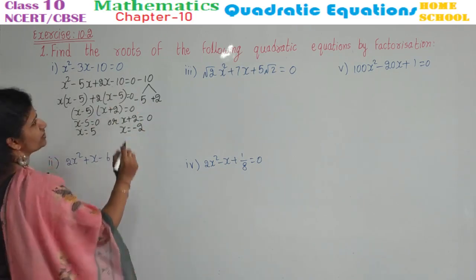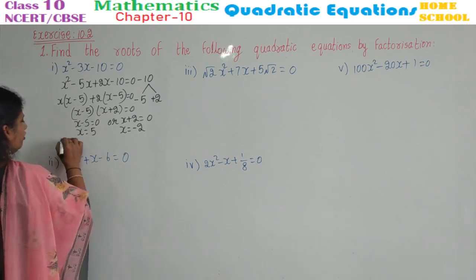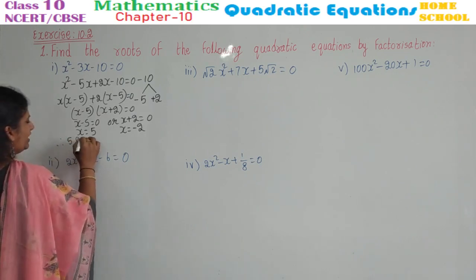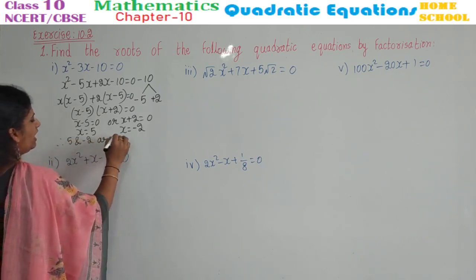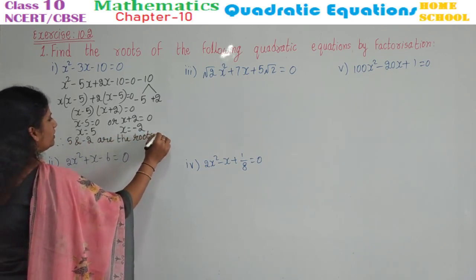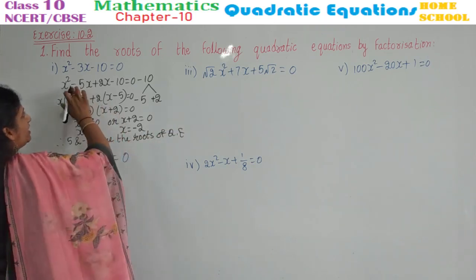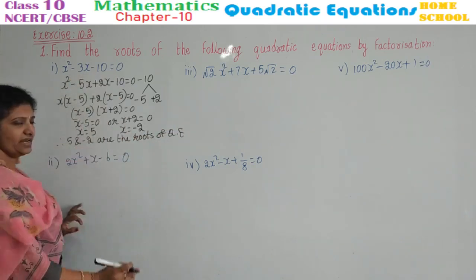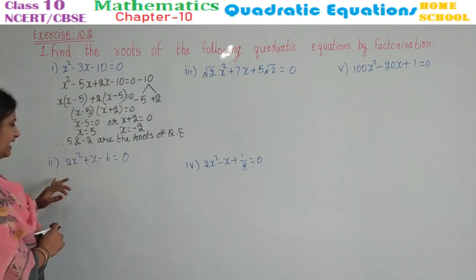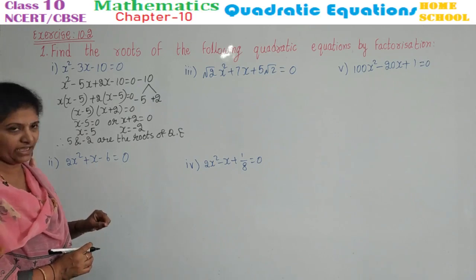What is your question? Find the roots of the following quadratic equation. Therefore, 5 and minus 2 are the roots of quadratic equation. Which quadratic equation? X square minus 3x minus 10 equal to 0. Second one, 2x square plus x minus 6 equal to 0.